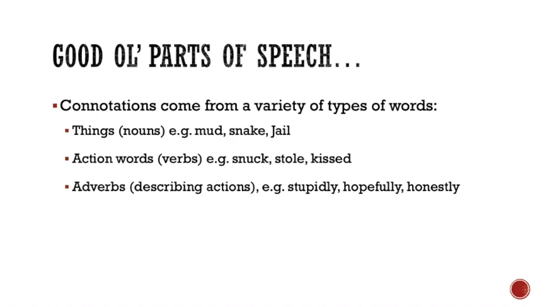They're how we do things. So how they describe the actions we make. So for example, stupidly, hopefully, honestly, etc. We can use all of those things to create strong connotations. So to recap, we can create connotations through the things, the objects we include, and through the actions. Cool, let's keep on moving.